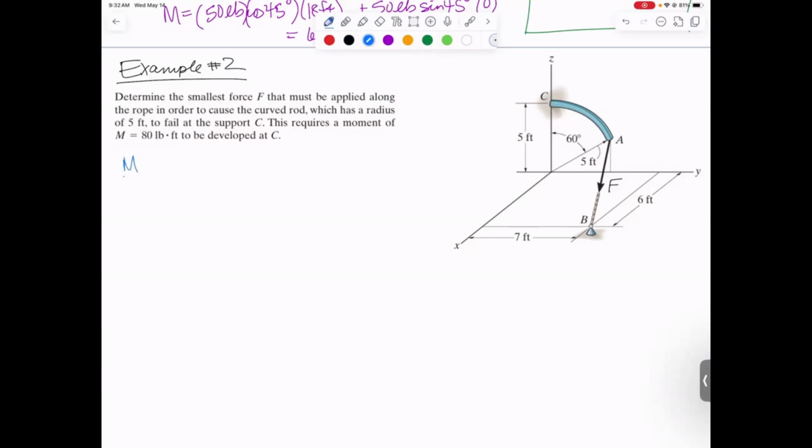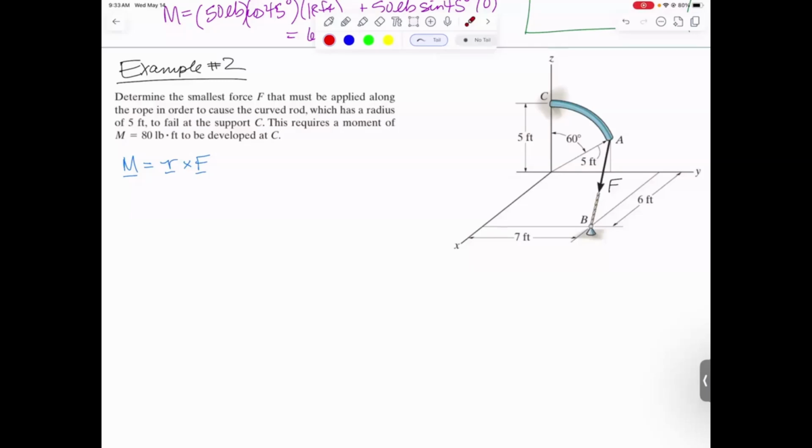Our main governing equation is moment is R cross F. I'm going to need a bunch of vectors to solve this problem. I'm going to need to get my force vector written as a vector. Start with a position vector from A to B, turn it into a unit vector so I can get that direction, and then multiply it by my unknown force so that I can write F as a vector. But I'm also going to need a position vector that goes from point C to anywhere I want to choose along that line of action. So I can either go from C to A for my position vector or from C to B. It won't matter. You'll get the exact same number out of the cross product.